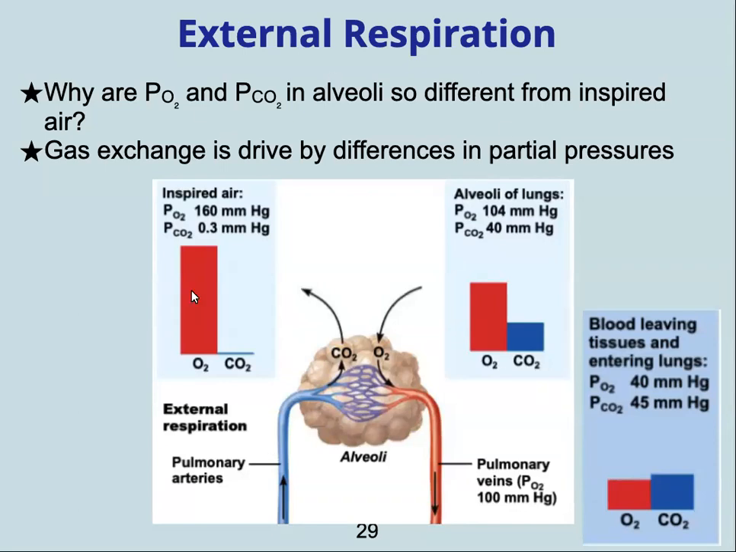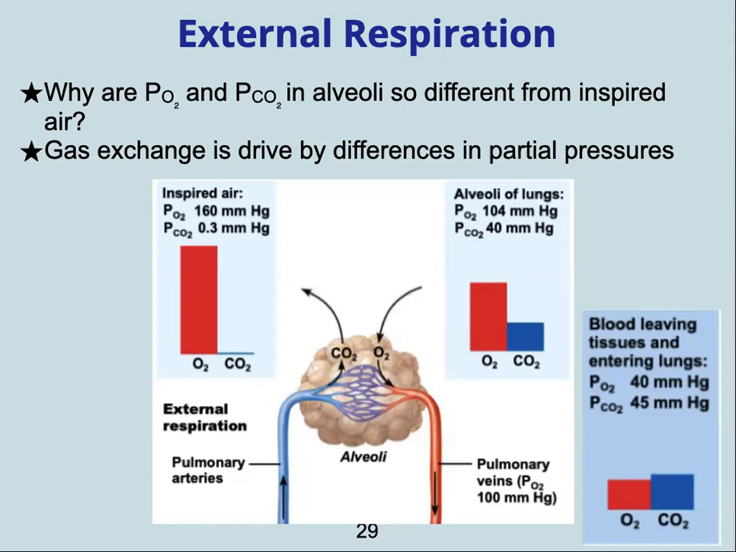In this diagram, you'll notice that in the air that we inspire, the partial pressure of oxygen is 160. Partial pressure of CO2 is 0.3. And yet, when this air arrives in our alveoli, the partial pressure of oxygen is now only 104, and the partial pressure of CO2 has risen to 40. Why is this? The reason is that alveolar gas contains a lot more CO2 and water vapor than the atmospheric air.